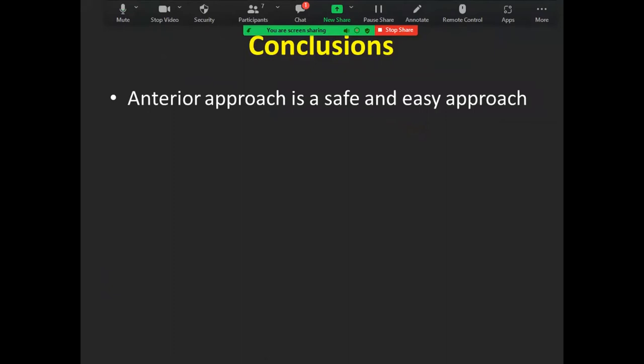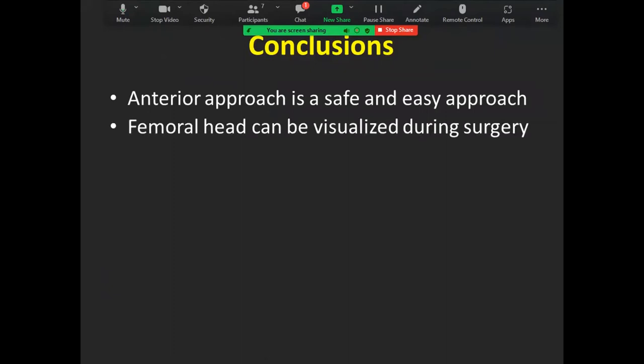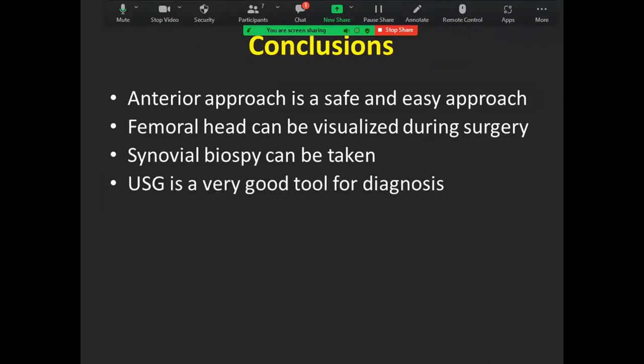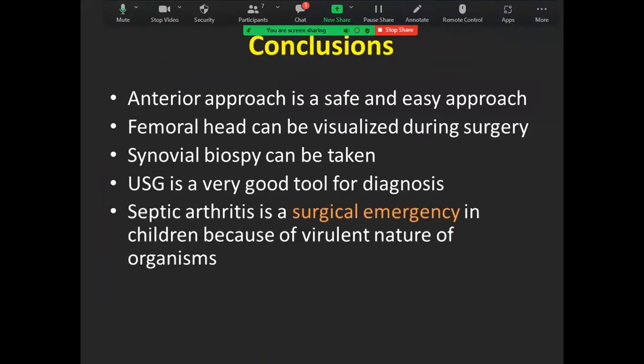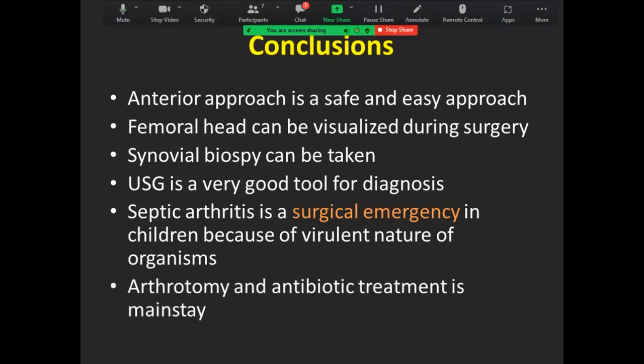So to conclude, the anterior approach is a safe and easy approach. The femoral head can be visualized during surgery. Synovial biopsies can be taken. Ultrasound is a very good tool for diagnosis. Septic arthritis is a surgical emergency in children because of the virulent nature of the organisms. Arthrotomy and antibiotic treatment is the mainstay of treatment. Thank you very much.